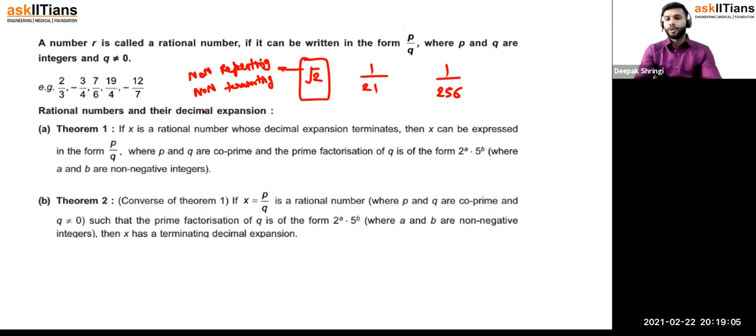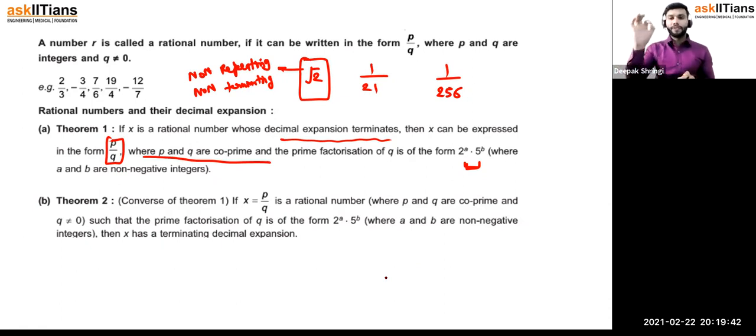Okay, so what the theorem says is that whatever number is given to you, you will solve it in a manner that the numerator and denominator are co-prime numbers, right? So if any number you are representing in the form of p by q, it's a rational number, and it should be such that p and q are co-prime. Now if q is a factor of 2 and 5 only, then it will terminate. If it is other than 2 and 5, if it is a factor of something else, it will not terminate.